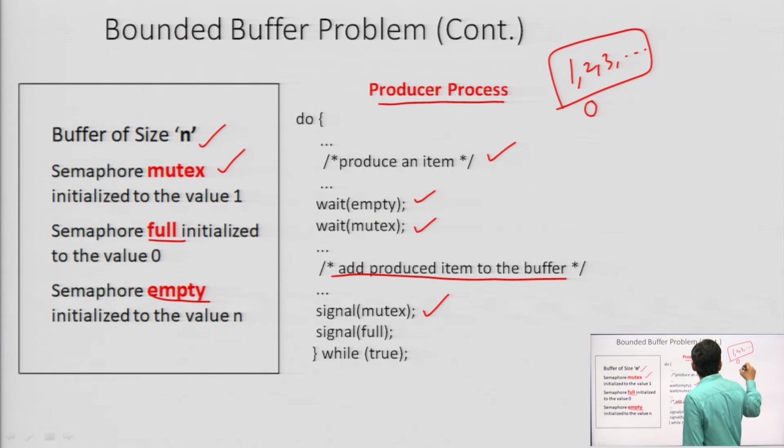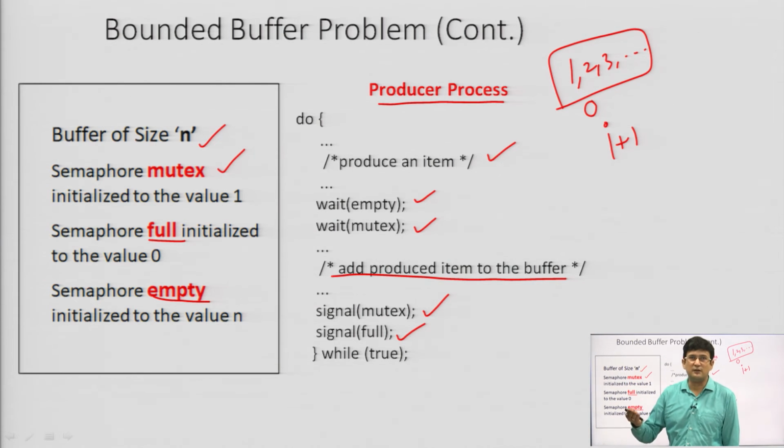After this, since earlier let us say i number of full slots were there, by producing an item, the number of full slots must have increased by 1. So, signal full. The signal does only the increment operation. So, signal does the plus plus operation, or the number of filled slots is increased by 1.